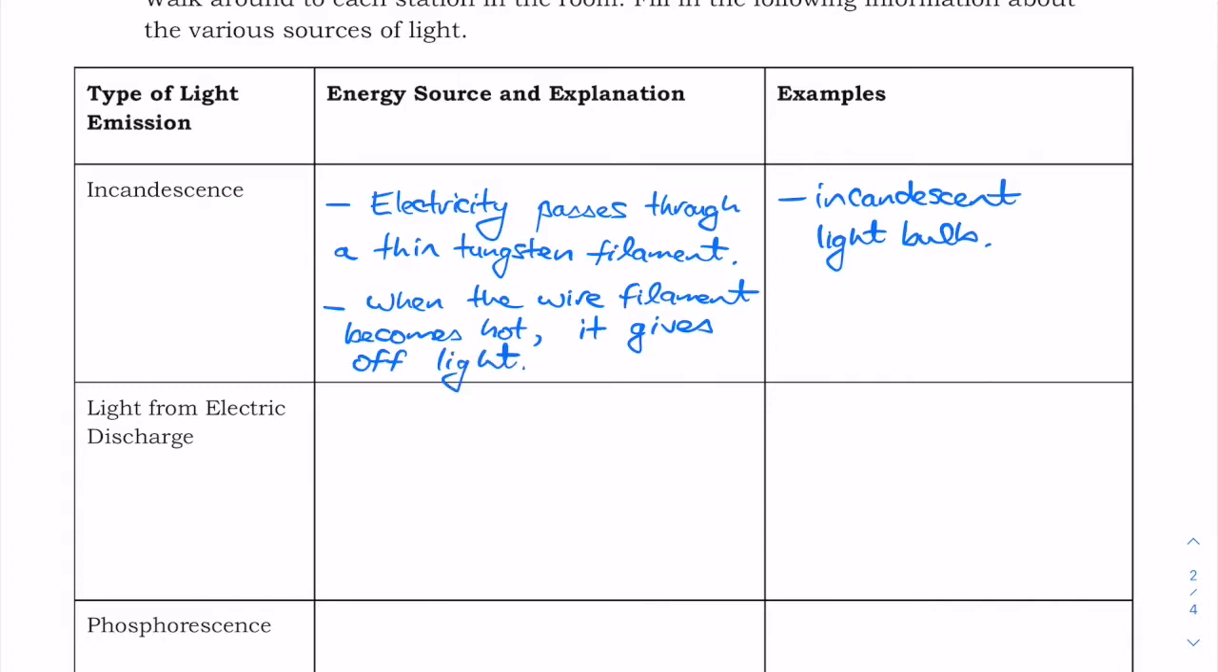In reality, this is actually a very inefficient process. You'll notice that if you have an incandescent light bulb in your house, it becomes very hot after a period of time. So a lot of the energy is actually produced in the form of heat, and not all of it goes into producing light. More modern energy efficient light bulbs correct this problem, and we'll talk about that later.